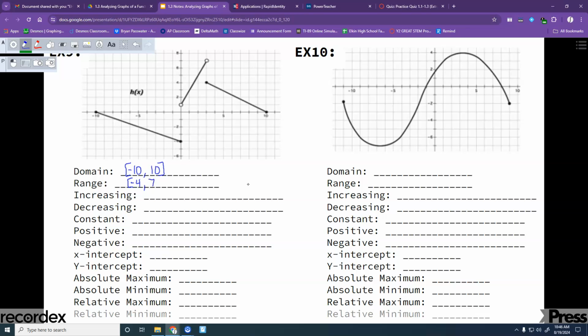Do I use a bracket with my 7? No. I do not, because I have an open circle there, so I've got to use a parentheses. Okay? Now, all of these are just straight line pieces, so each little segment is either increasing or decreasing. It doesn't switch on that section. Which one is increasing? The first one, second one, or third one?